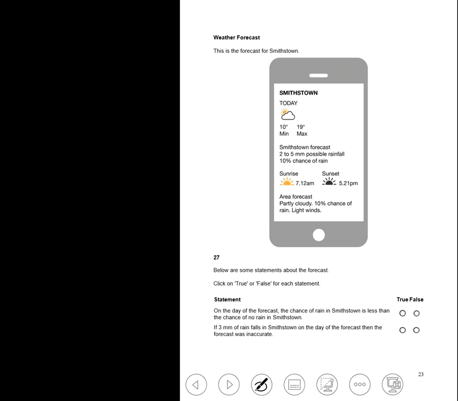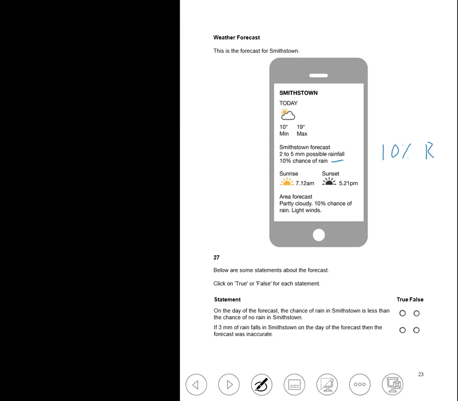Anyways, 27. So on the day of the forecast, the chance of rain in Smithtown is less than the chance of no rain in Smithtown. So it's saying that there's a 10% chance of rain. So that's less than 50%. That's an important thing. So what is saying that there's 10% chance of rain?